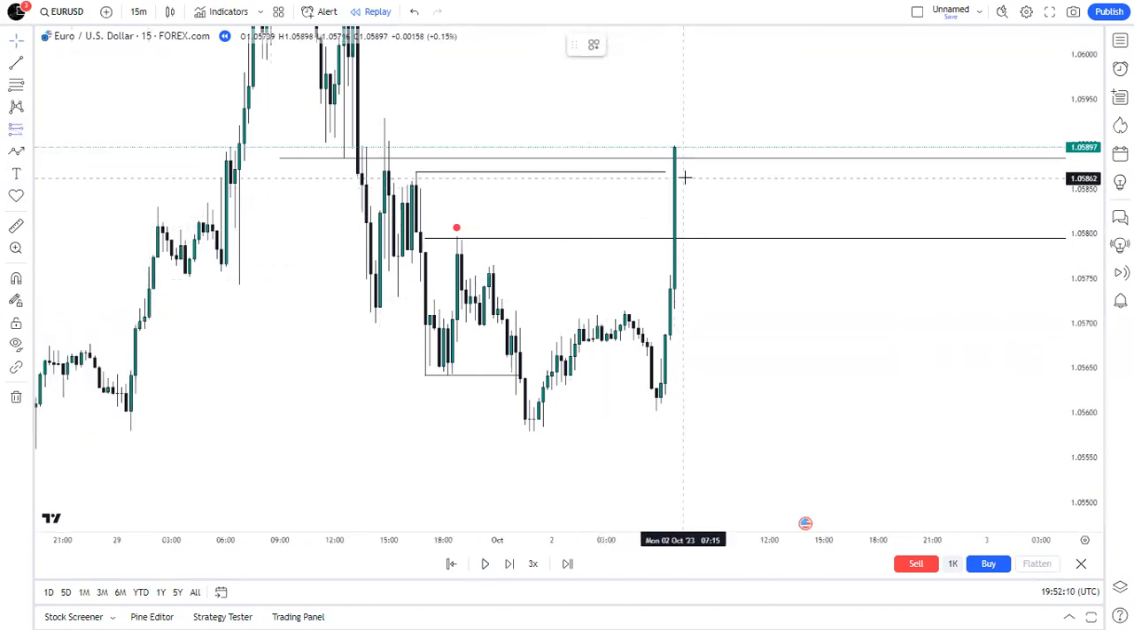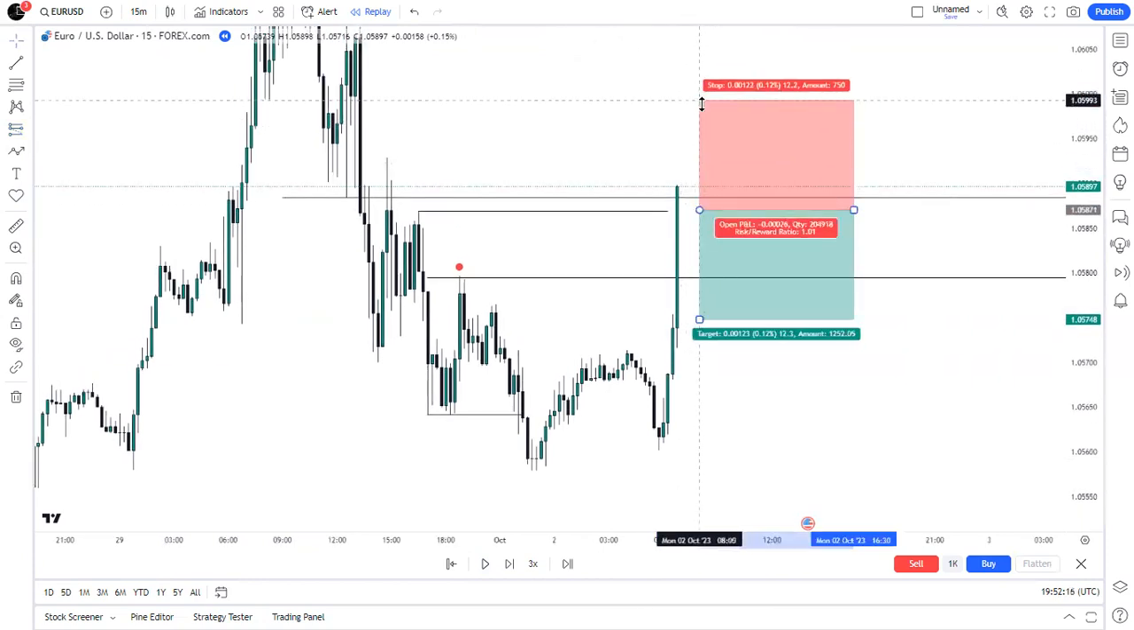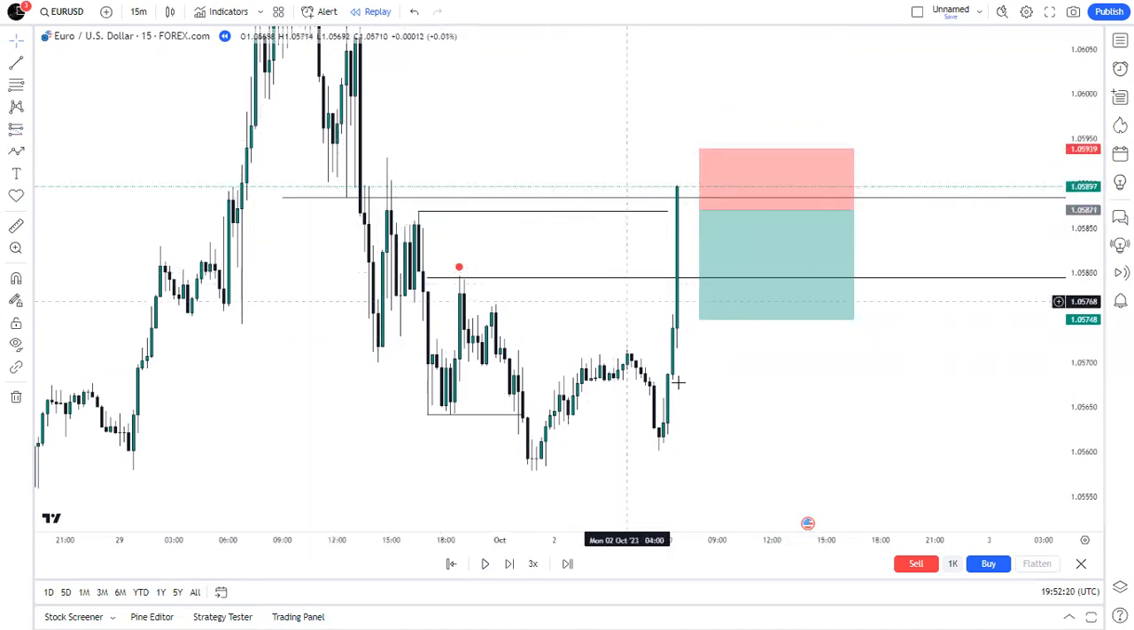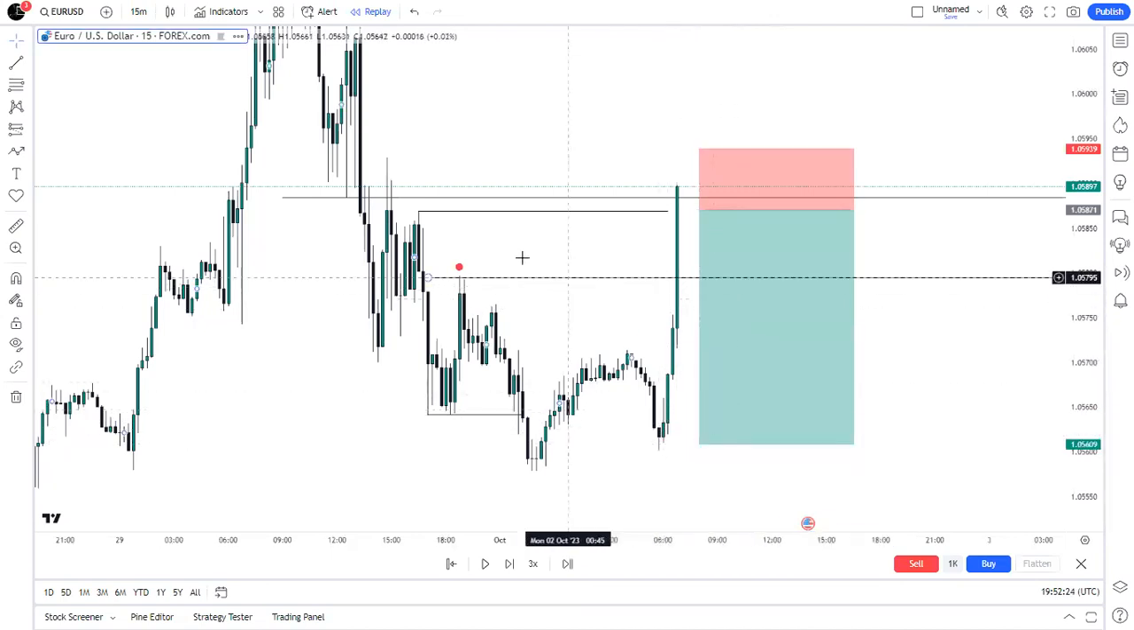Now, I could have just placed my entry at the inducement over here, and put my stop loss a few pips above this high. I could have just used the inducement as an entry. But then something happened on the 3 minutes time frame.